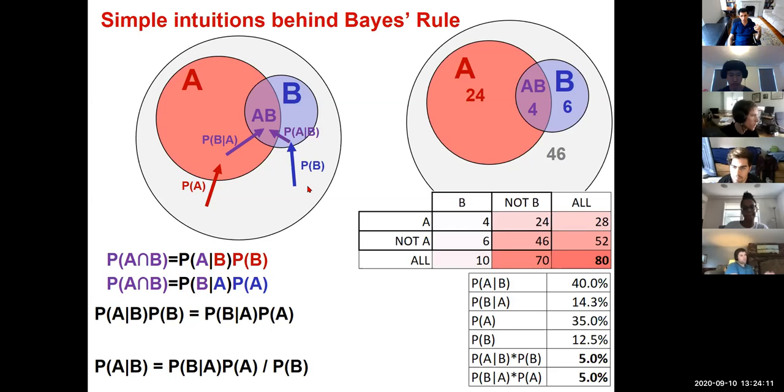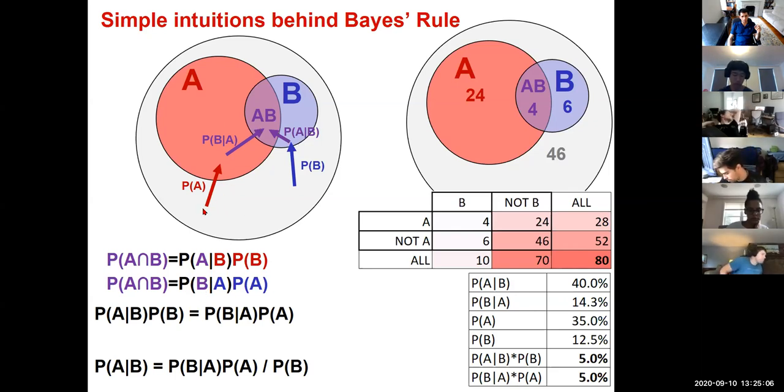So the question is, what is the probability of being both A and B, which is 4 out of 80, okay? So the probability of being A and B can be obtained in two possible paths. One is the probability of A, which is the fraction of all of the objects in the world that actually emit a red spectrum, for example, and that's P of A, times the probability of also emitting a blue spectrum, given that I'm already emitting a red spectrum. So the probability of B given A. So the intersection here to get at 4 out of 80, it's basically P of A given B times P of B, or P of B given A times P of A.